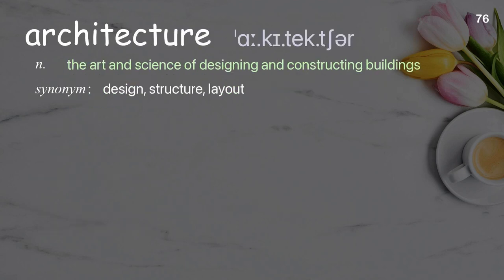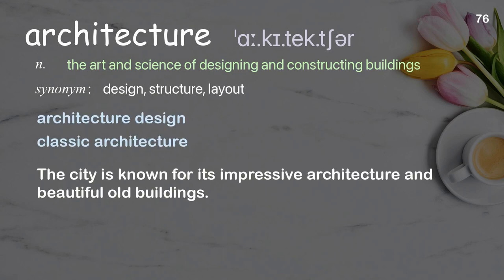Architecture. The art and science of designing and constructing buildings. Examples: architecture design, classic architecture. The city is known for its impressive architecture and beautiful old buildings.